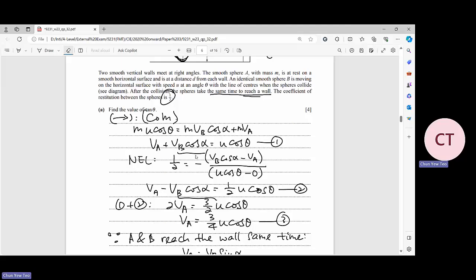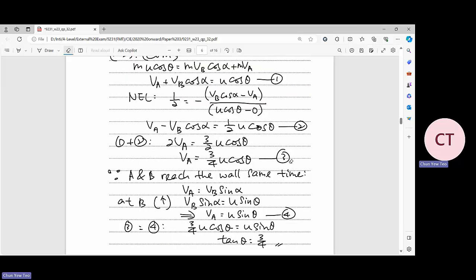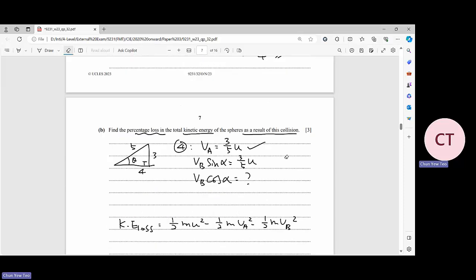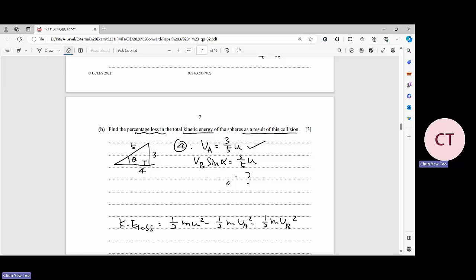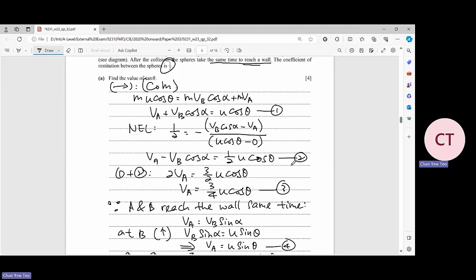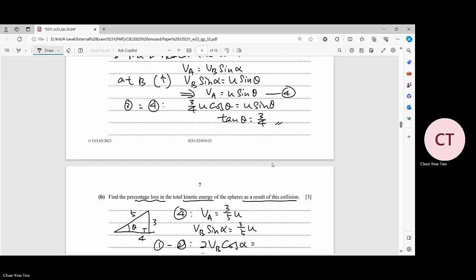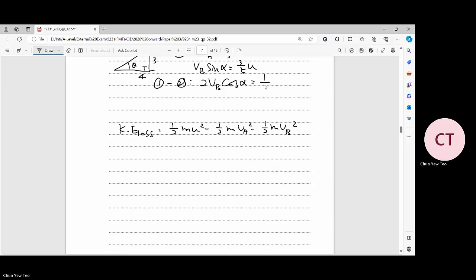So we need to take the first equation and the second equation, solve it again, then we can find the VB cos alpha. So we just take the first equation minus the second equation. In order to get VB cos alpha, just take equation number 1 minus equation number 2. So you have 2VB cos alpha, just focusing on these two equations. If you minus it, you will get half cos theta. So your VB cos alpha is 1/4 cos theta.